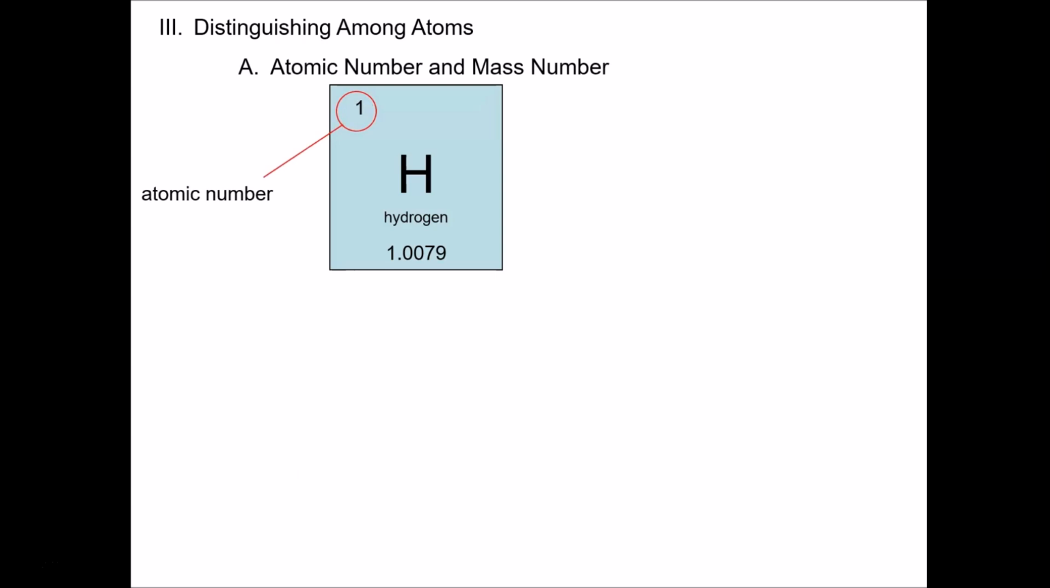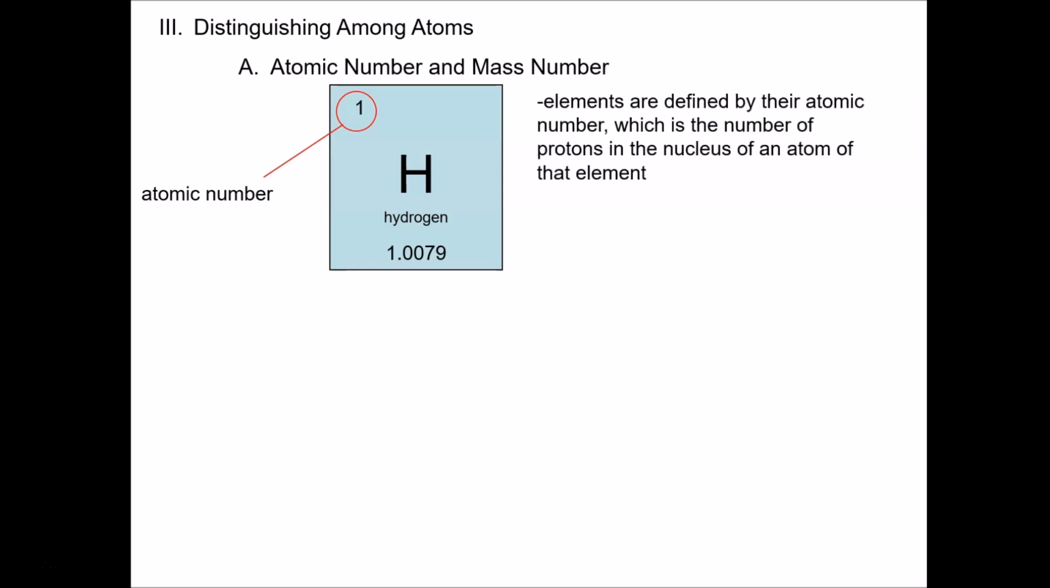So we'll start with the whole number. Every single element has a whole number associated with it. Hydrogen is number 1. That is called the atomic number, right? And the atomic number is the number of protons in the nucleus of an atom of that element. So all hydrogen atoms have 1 proton. In fact, that's their defining characteristic. It doesn't matter how many neutrons they have. It doesn't matter how many electrons they have. If they have 1 proton, they are known as a hydrogen atom.